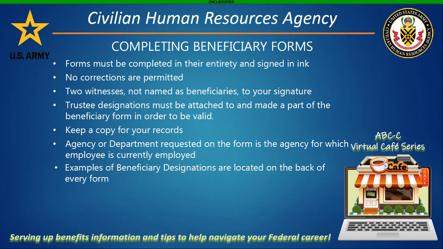Trust designations, if you have those, must be attached to and made a part of the beneficiary form. This information should include the name of the grantor, the trust name if it's different, name or names of the trustees, and then the date the trust was signed. Each beneficiary form has examples of how to correctly write an employee's designation of beneficiary for multiple situations. If there are questions, you can refer to these guidelines on the instruction portion of the form when completing each form.